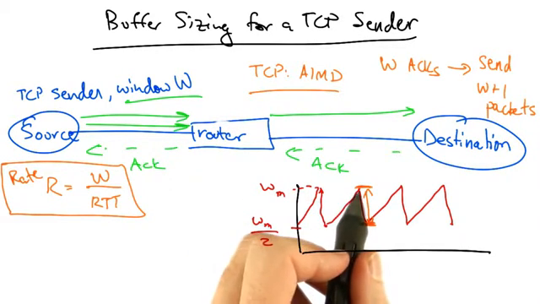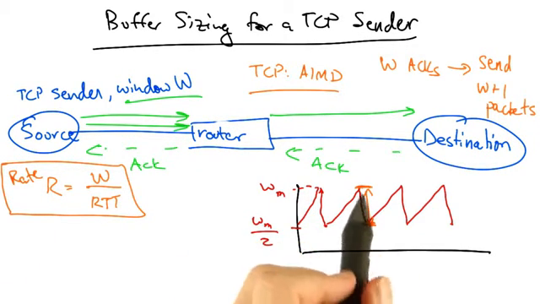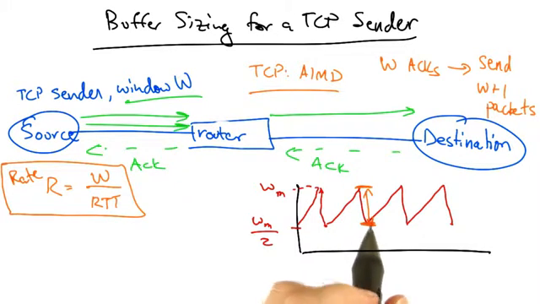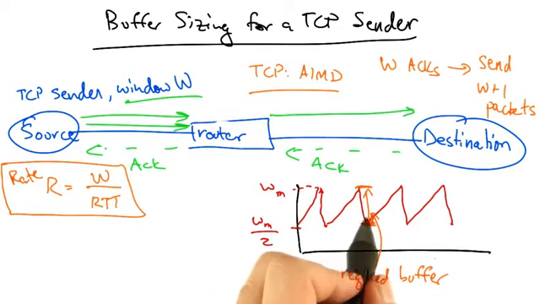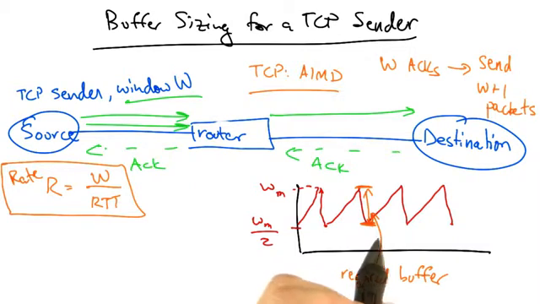So here, right at the point of a packet drop, this represents the maximum number of packets that can be in flight. So again, the required buffer is the maximum number of packets that can be in flight, or simply the height of this TCP sawtooth.